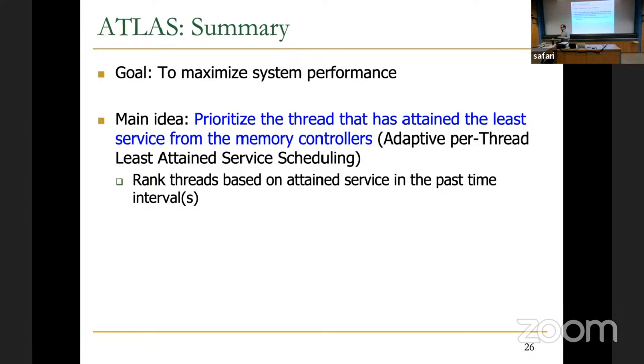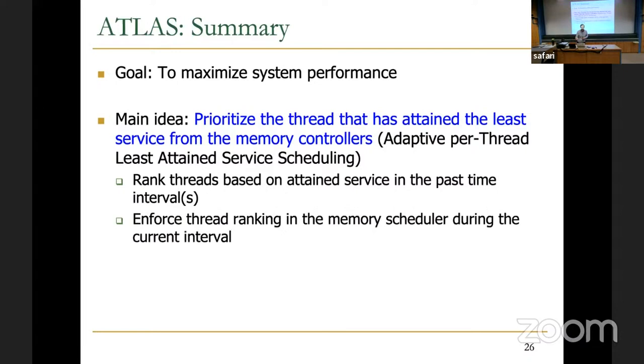And we, of course, want to preserve parallelism. That's why we don't just pick the thread that has attained the least service and keep updating the attained service, but we rank the threads based on attained service in recent past time intervals. And then based on that ranking, we service the threads. And that's enforced thread ranking in the memory scheduler during the current interval.